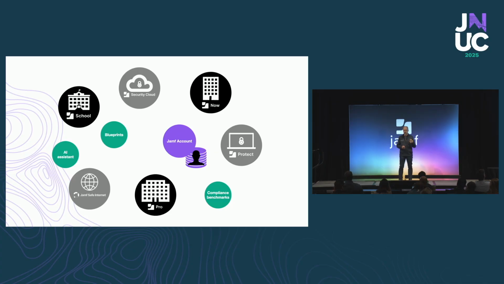So why are we requiring single sign-on through Jamf Account to access those new features like AI Assistant and blueprints and compliance benchmarks? To understand this, I'm going to talk about something called a graph. That's a cloud architecture term. A graph is simply a bunch of cloud services that are designed to work together. And each service is called a node.